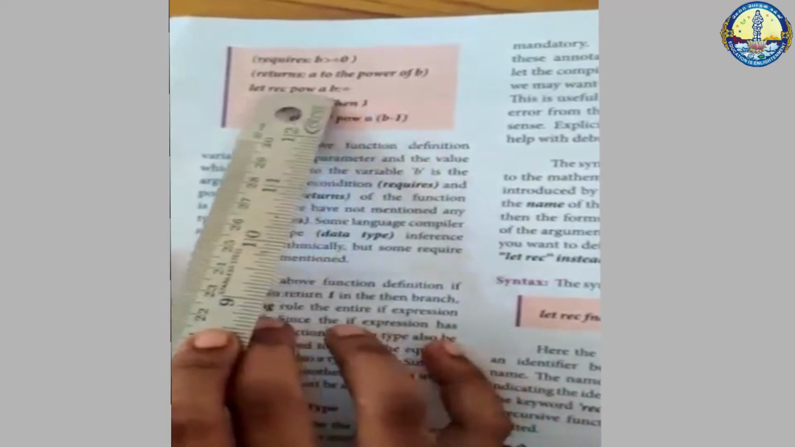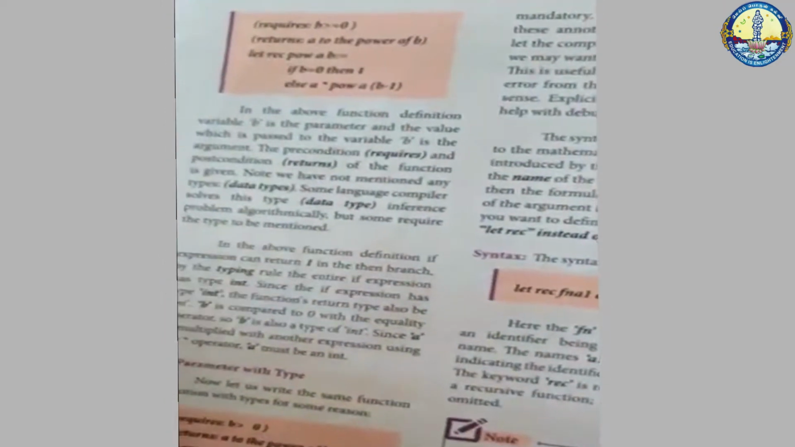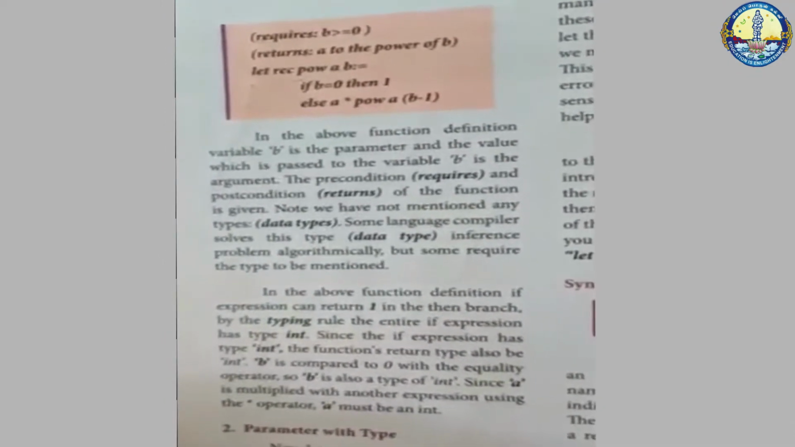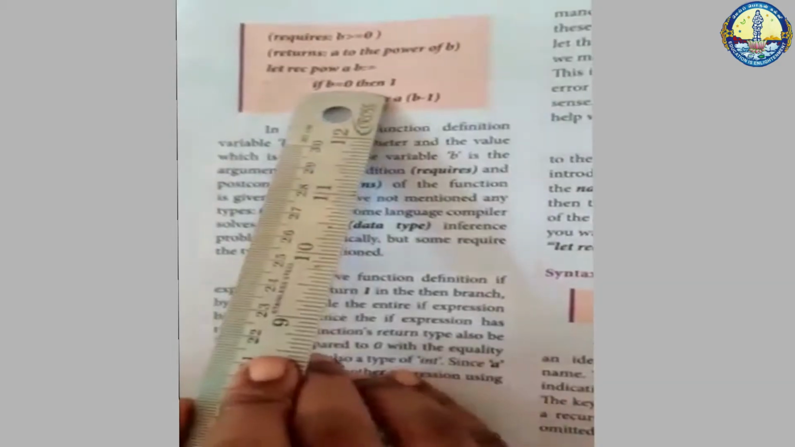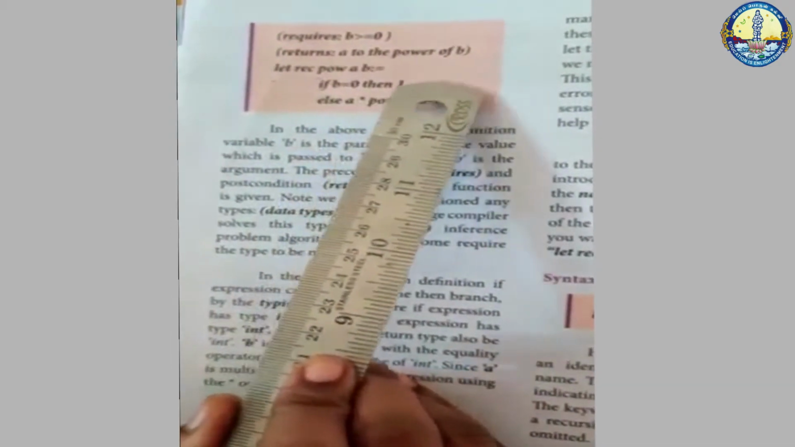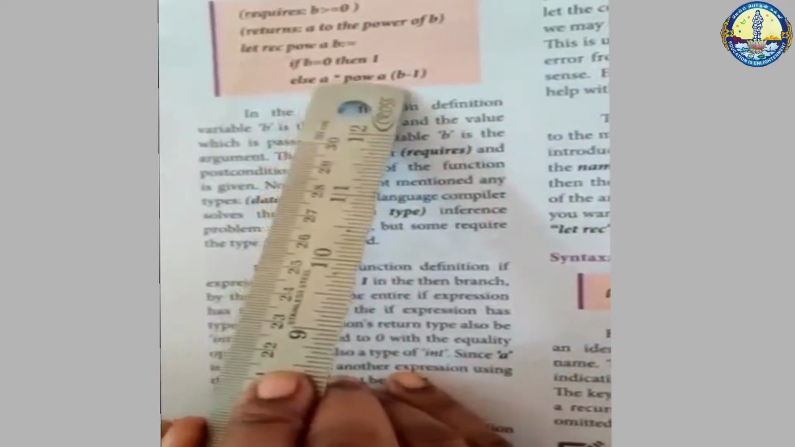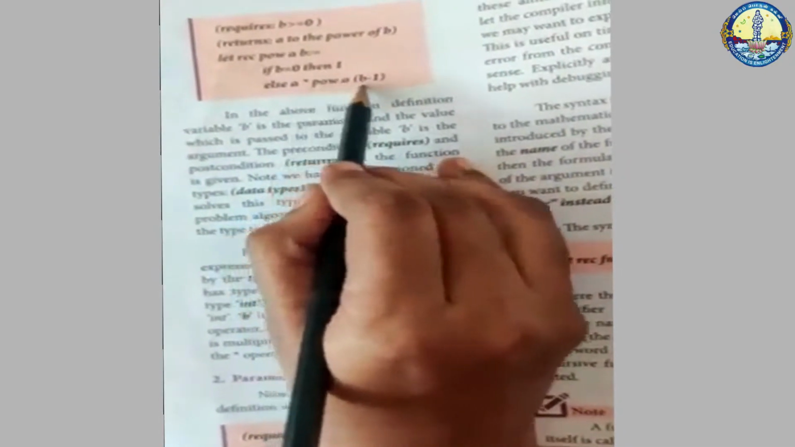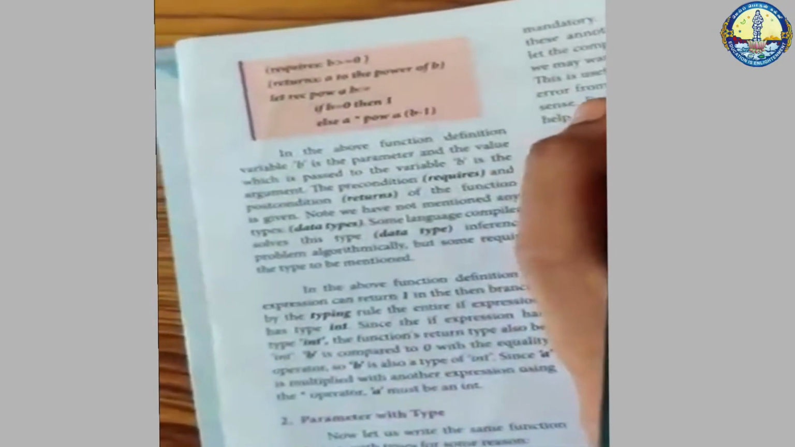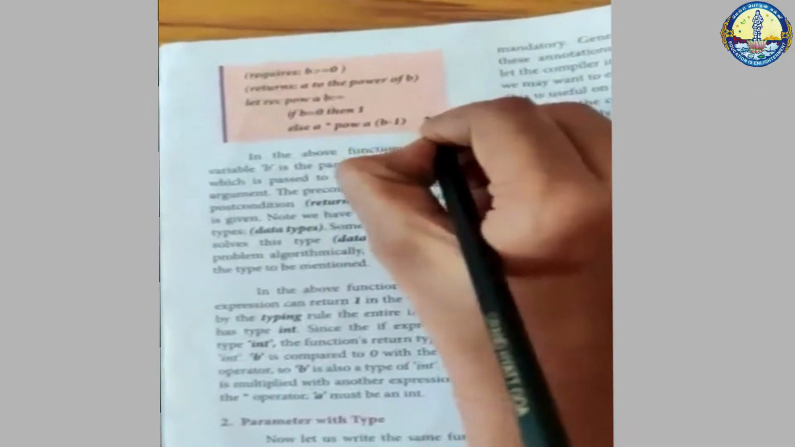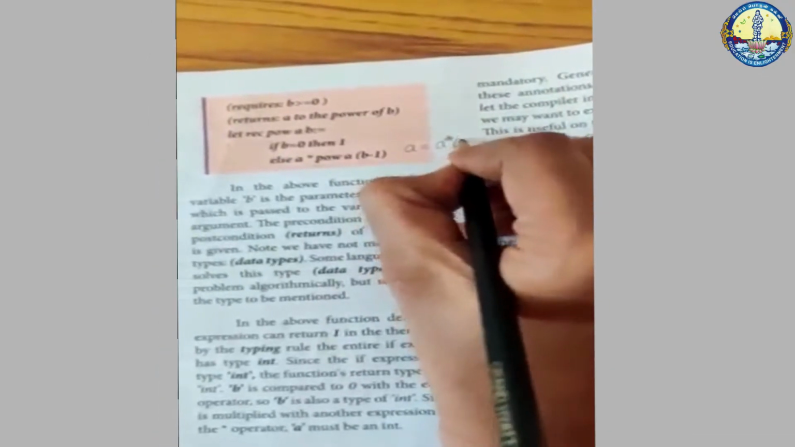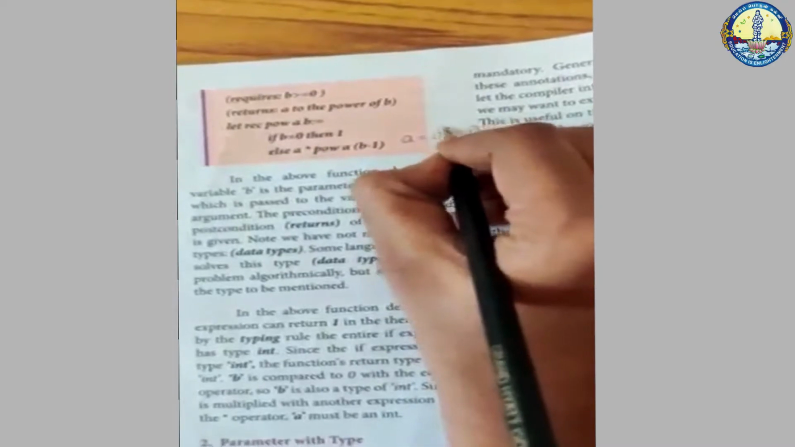Power of a, b. What is meant by recursive? A function definition which calls itself is called a recursive function. If condition b equal to 0 then 1, the value is 1. Else a to the power of b minus 1. It is an assignment operator. What is an assignment operator? a equal to a star b minus 1. It is a multiplication operator.